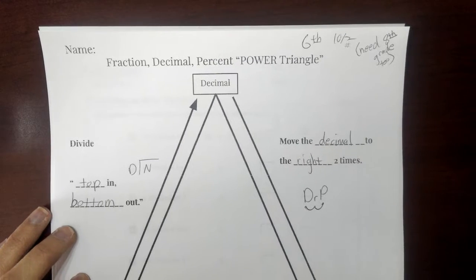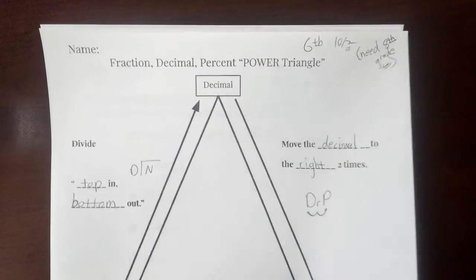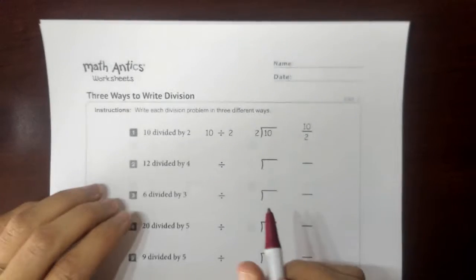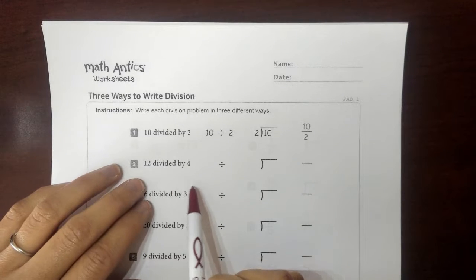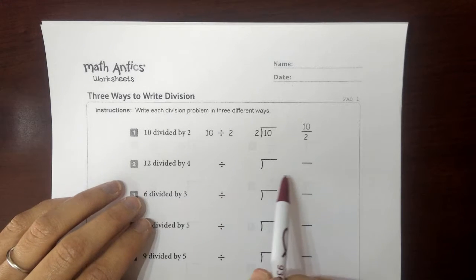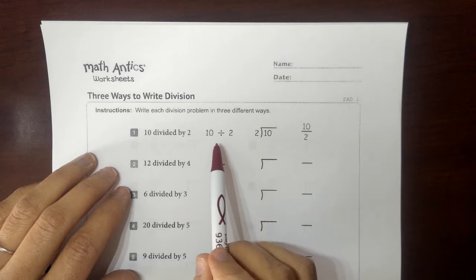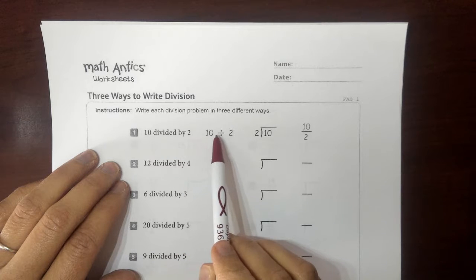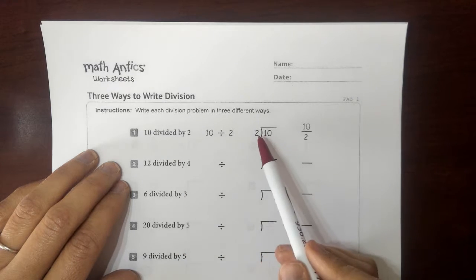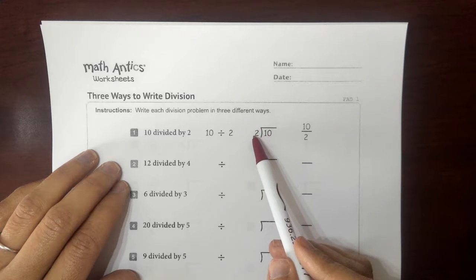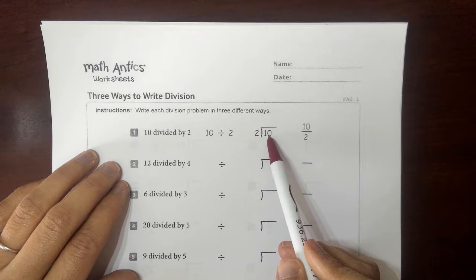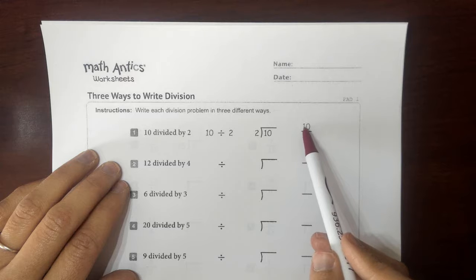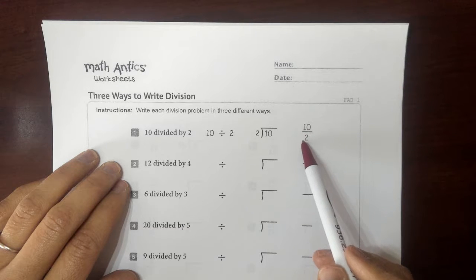Okay, so let's do some examples here. Let's go ahead and go to this page. I just want to show you all the different ways that you can write division. You can write it out in words, 10 divided by 2. You can write it as 10 divided by 2 with the division symbol. You can write it in the division box, 10, the top number, inside, and then 2, the bottom number, on the outside. And then you can write it as a fraction, right? The first number on top, and then the second number on bottom.